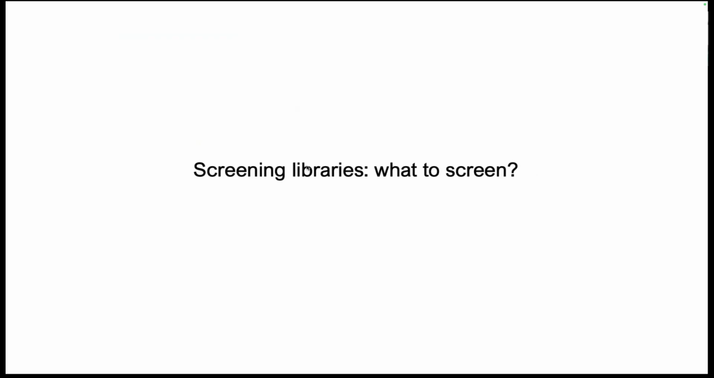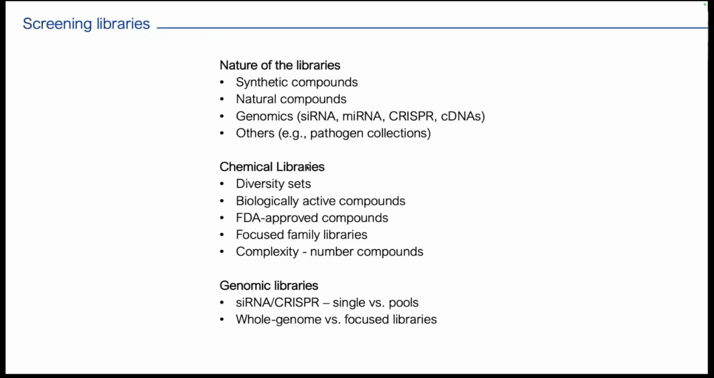Okay, so shifting gears a little bit and speaking about the libraries. What are the libraries that are available? What kind of libraries can we screen? Again, here there's multiple choices. We can either use libraries of synthetic compounds, so small chemical compounds. It's also possible to screen with natural compounds. They have the issue that they are typically mixtures, so then you have to somehow deconvolute the composition of these extracts. When they are pure compounds, this is not a problem.